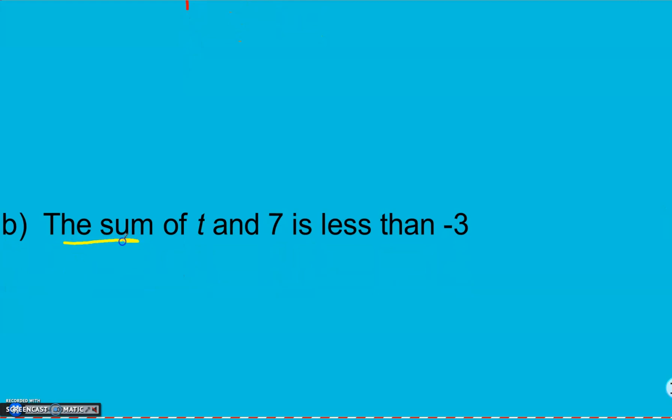The sum means we're going to add of t and 7 is less than -3.